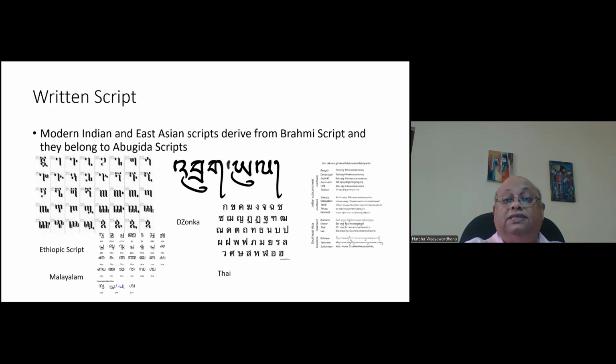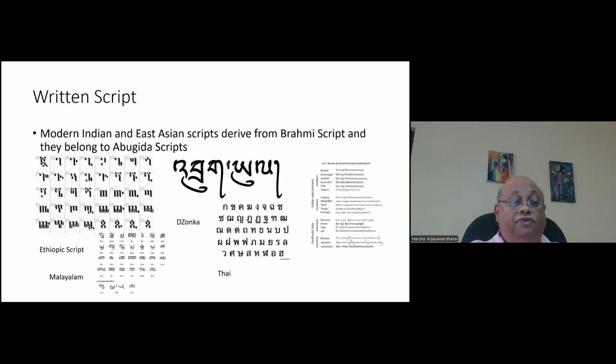Well, let us look at the script. The very important one is the script. We would like to show you some of the scripts, and these scripts come under the Abugida scripts. There are several scripts that you can see on the screen. Sinhala is a very cursive, very circular shaped script. On the top left corner, you have the Ethiopic script, which is also an Abugida. Then we have Thai at the bottom.